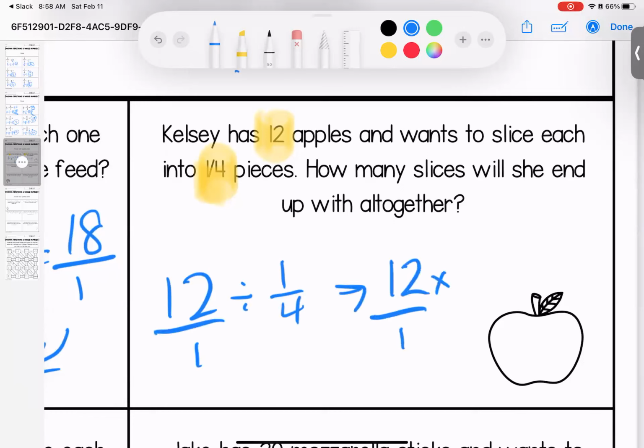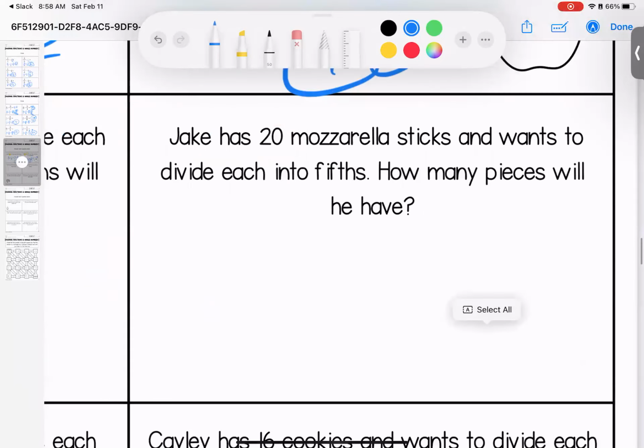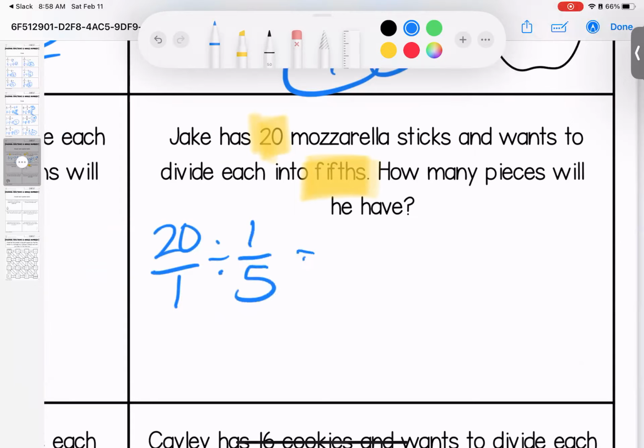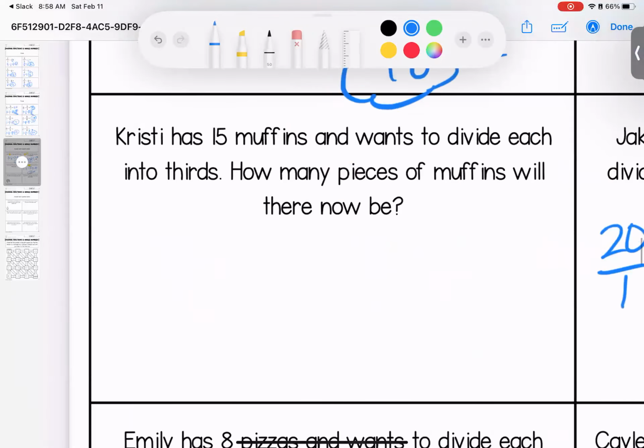Keep, change, flip. 48 over 1, or whole number 48, is our answer. Popping down here, Jake has 20 mozzarella sticks and wants to divide them into fifths. How many pieces will he have? So 20 divided into fifths becomes keep, change, flip. He's going to end up with 100 pieces.